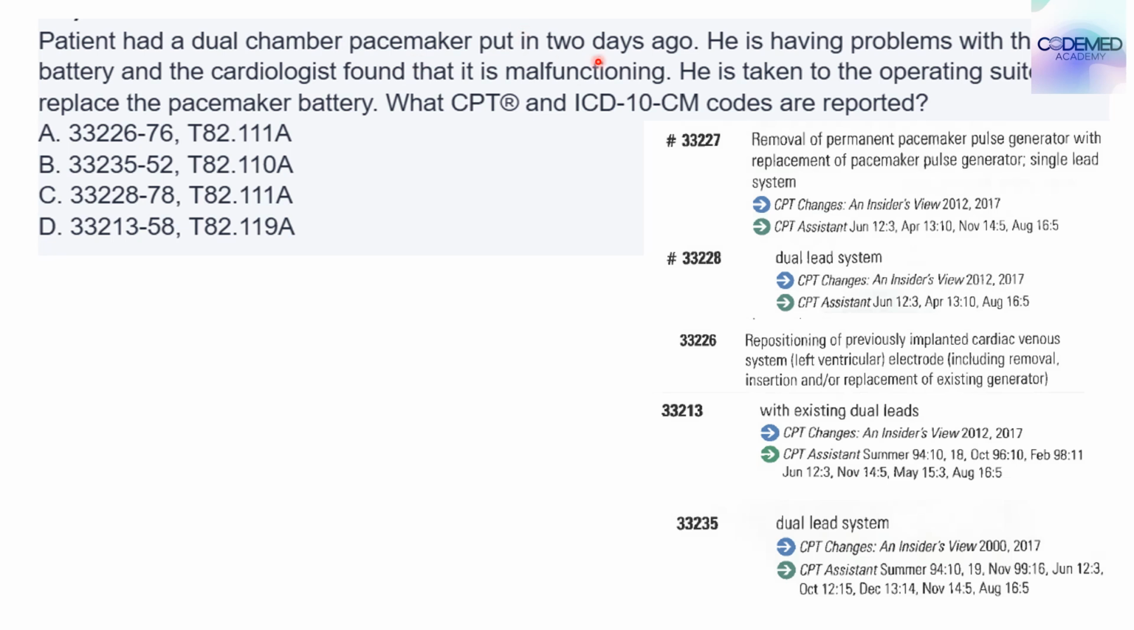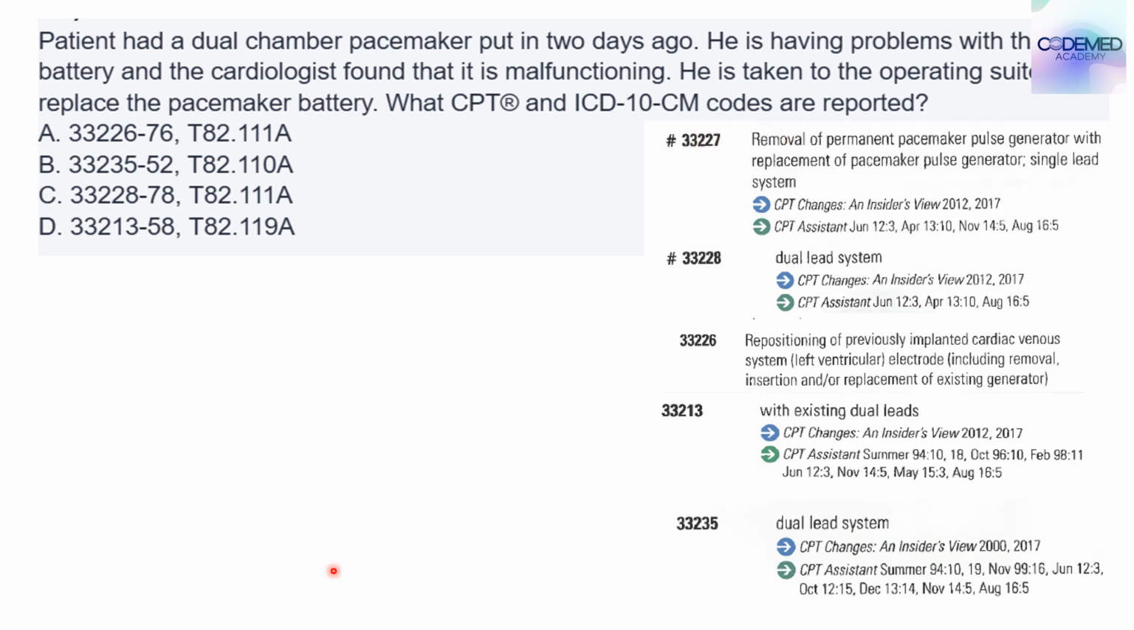Patient had a dual chamber pacemaker put in 2 days ago. He is having a problem with the battery and the cardiologist found that it is malfunctioning. He is taken to the operating suite and the pacemaker battery is replaced. What CPT or ICD codes are reported?